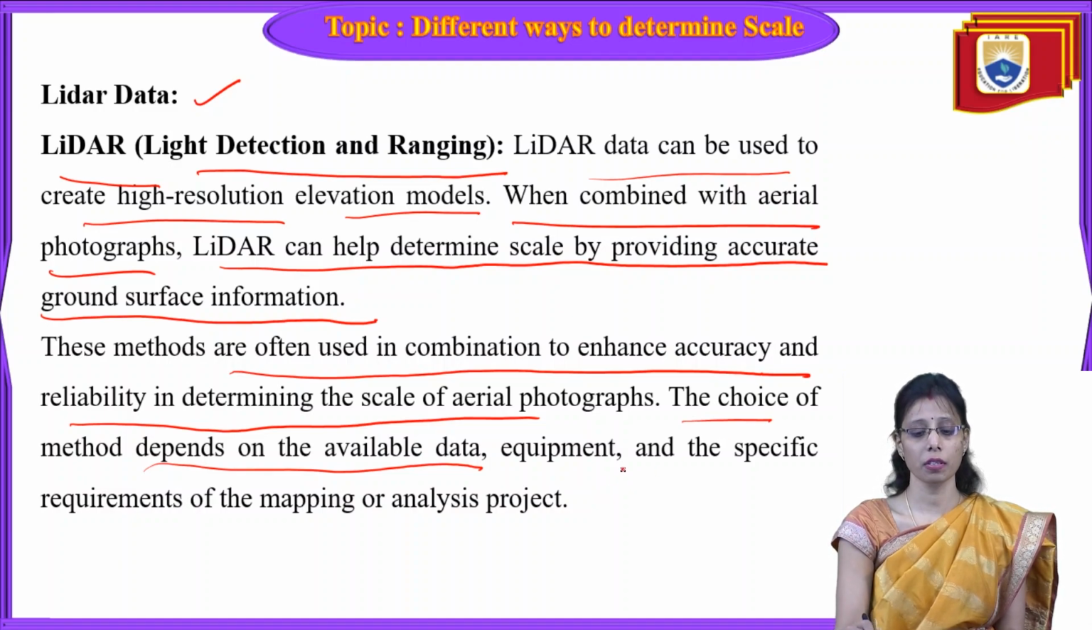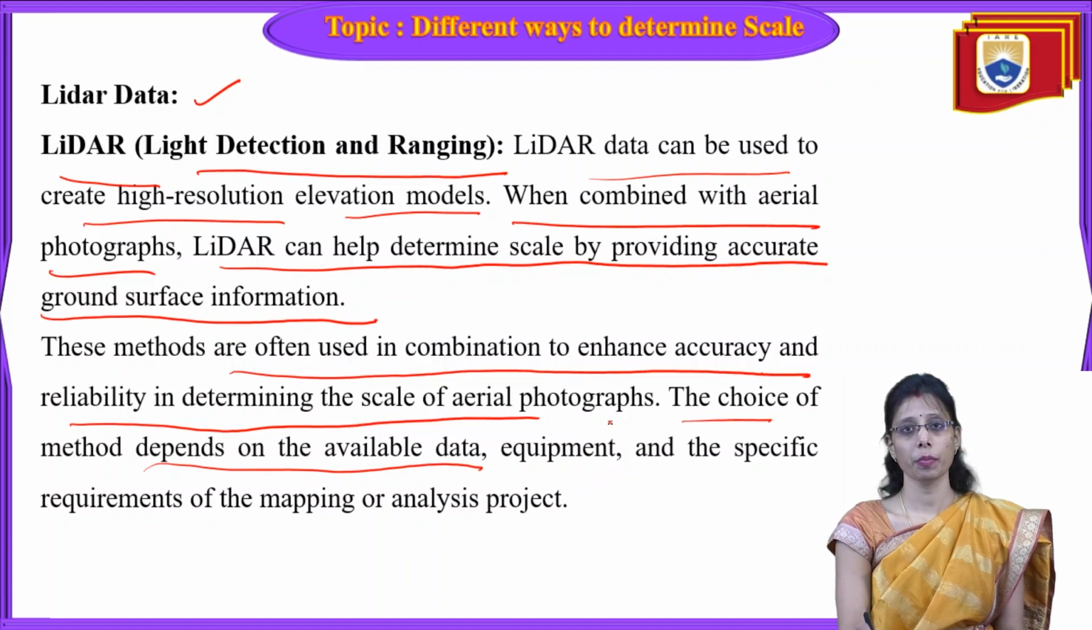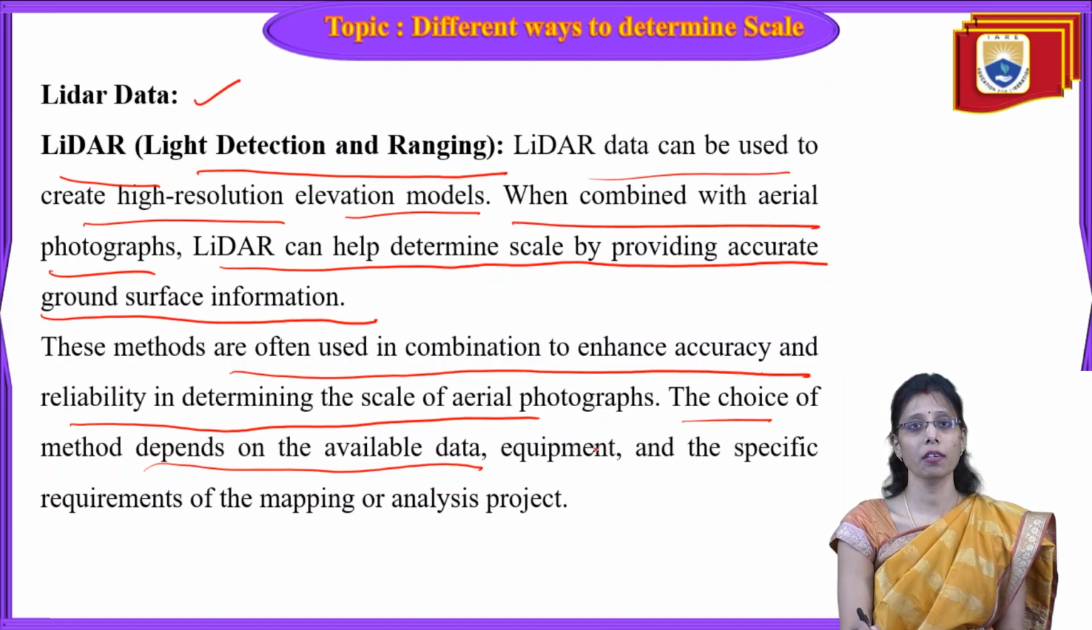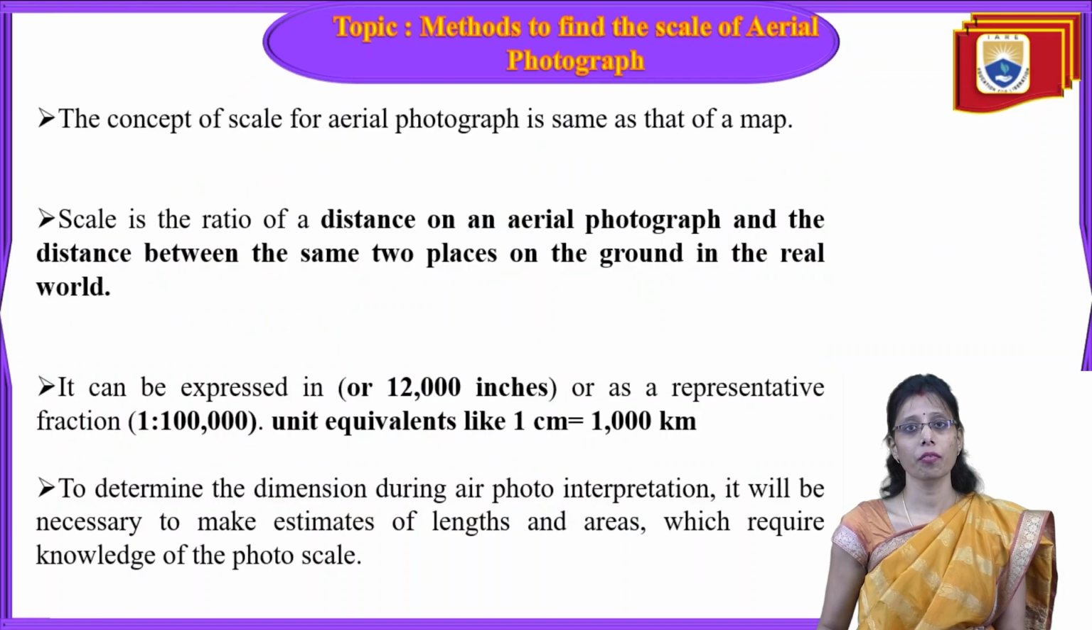If you have a GPS system, we'll go with this GPS method. If you have other kinds of information, like aerial photo information or stereo pairs, we'll go with the stereo pair information. So based on the availability of the data, we are going to determine the scale in different ways. These are all different ways of determining the scale of an aerial photo.